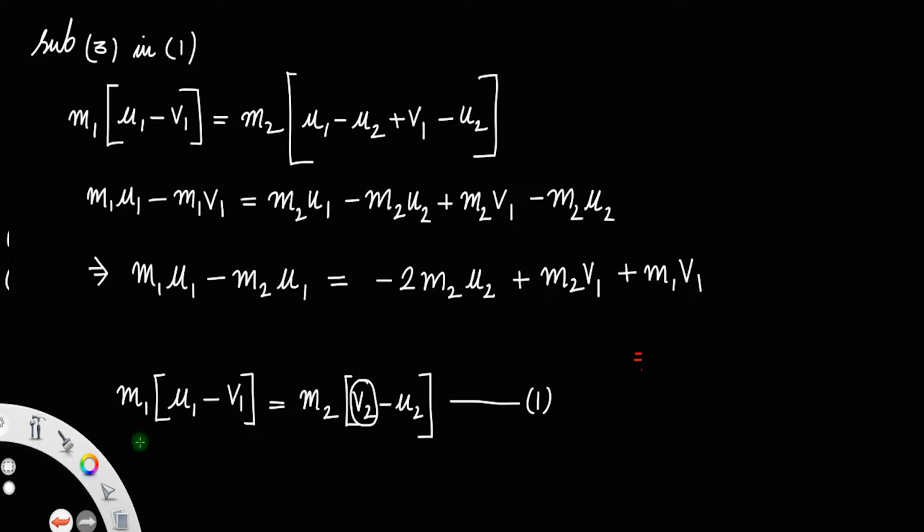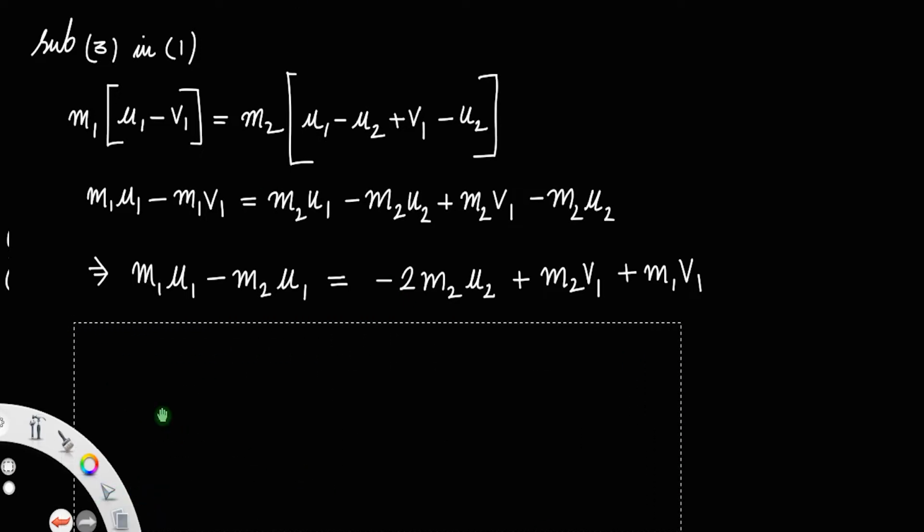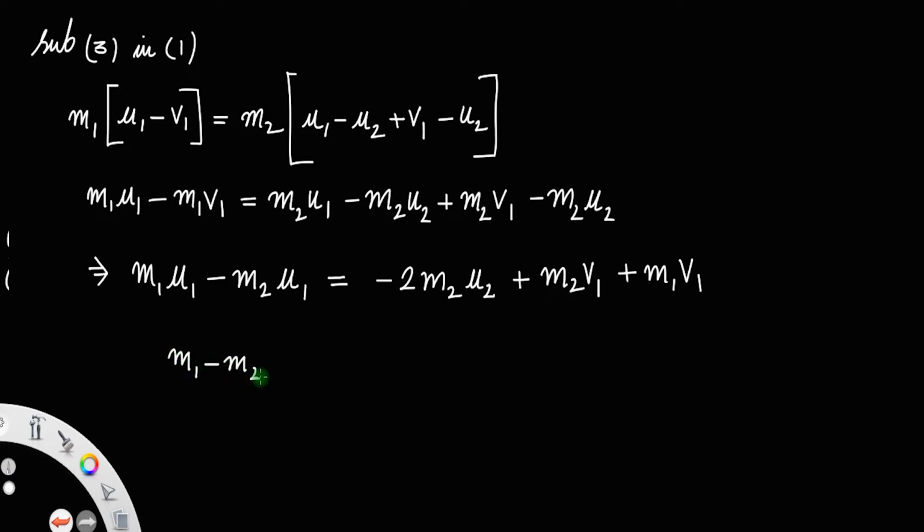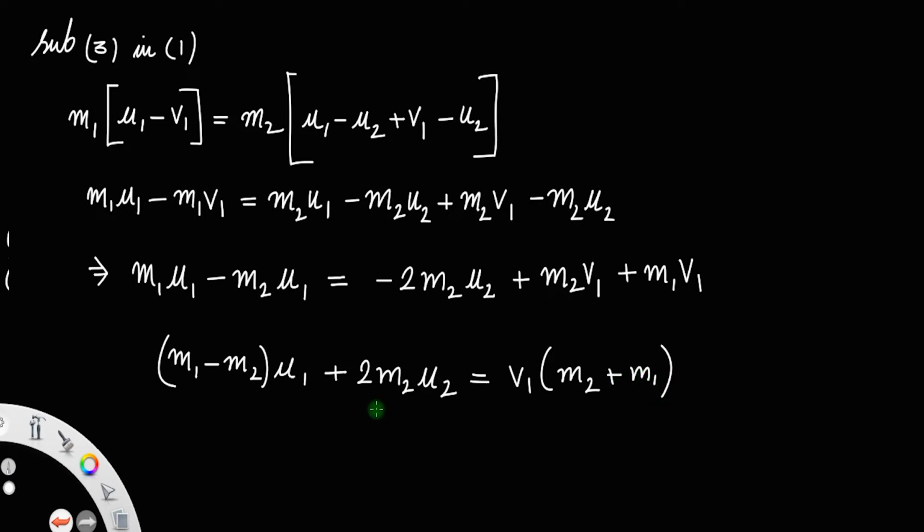Clear? So this can be simplified as, taking the u1 common, that is m1 minus m2 into u1. Take this minus 2m2 to the left, that is plus 2 m2 u2 is equal to, take this v1 as common, so v1 into m2 plus m1. Instead of m2 plus m1 you can write m1 plus m2. Now call this as equation number 4 and divide the 4 completely with the term m1 plus m2.